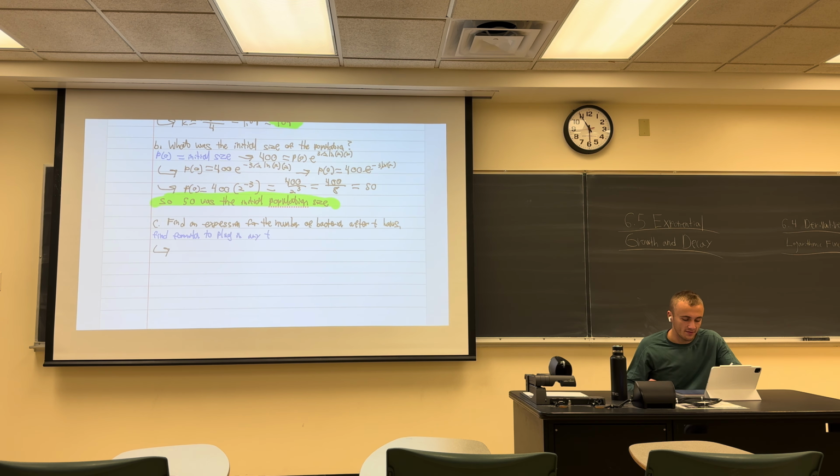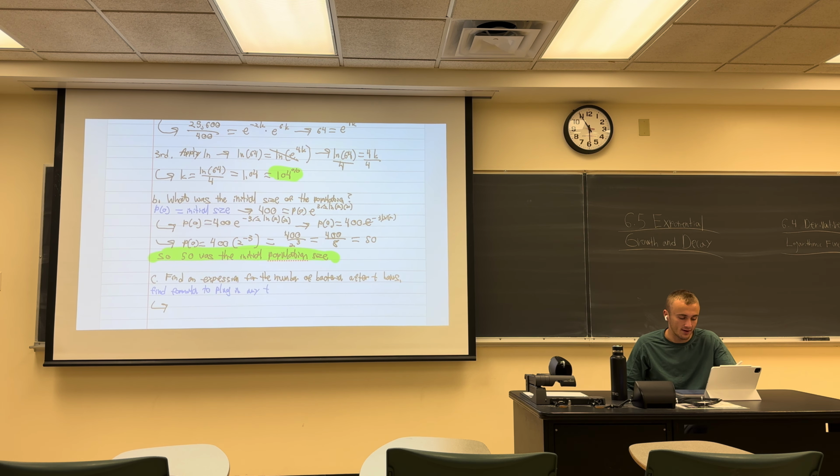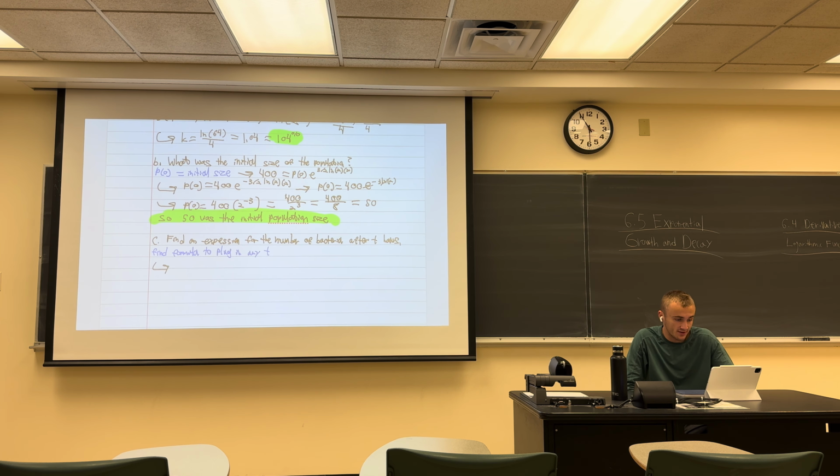So now that we found the initial population size and our k value up top, we're just plugging those in, and that's really all that's going on here. So P of t equals P of 0 e to the kt, that's the general formula. P of t equals 50 e to the ln of 64 over 4, and again you could write a simplified version in there. And that's going to be times t. So now all we have to do is plug in any t value there, and that's going to give you how many bacteria we have.